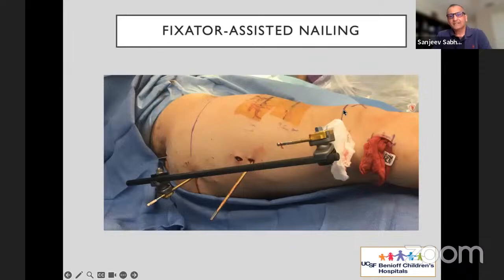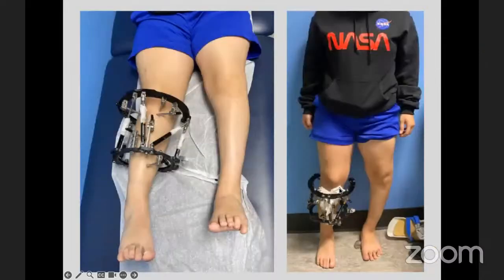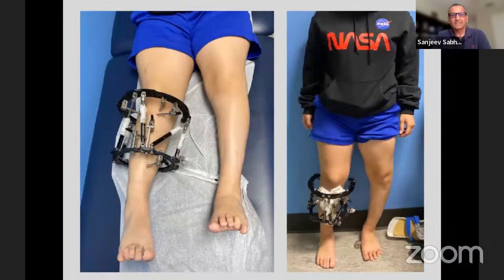So here we just took out the guided growth implants, did a fixator-assisted nailing, a two-level osteotomy, antegrade nailing with some blocking screws. And then for the tibia, we did a gradual correction for length, alignment, etc. And here she is after the right side was done.